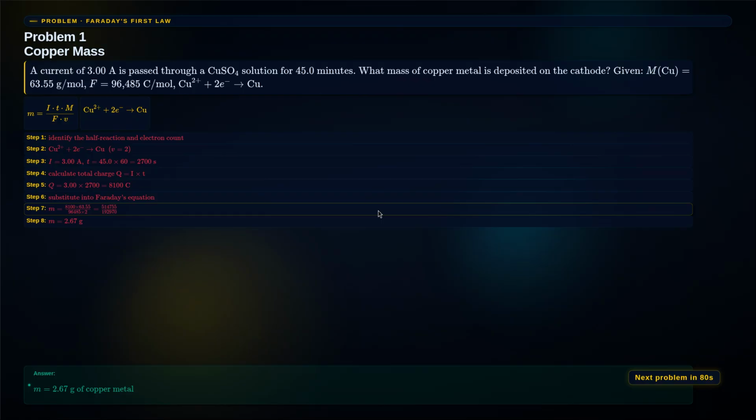Now substitute into Faraday's equation. m equals Q times M divided by F times v. That is 8,100 times 63.55 over 96,485 times 2. This gives 2.67 grams of copper.